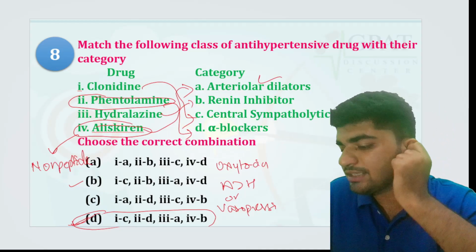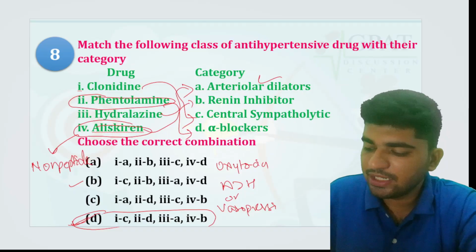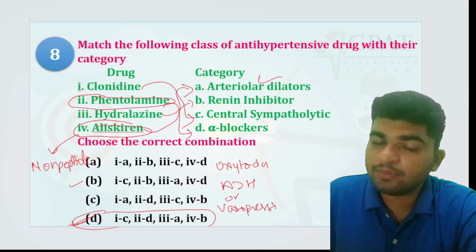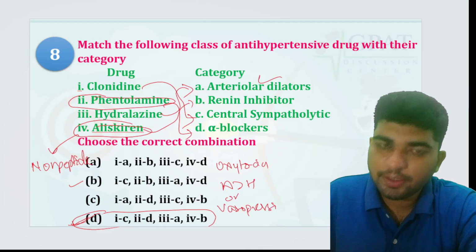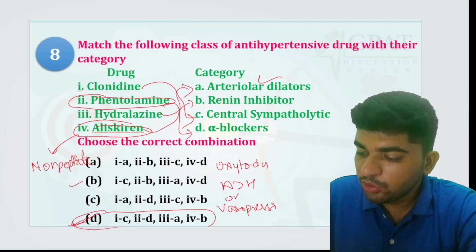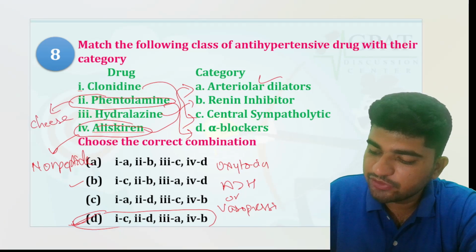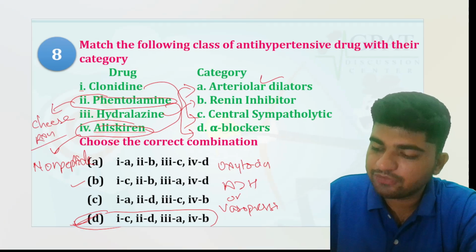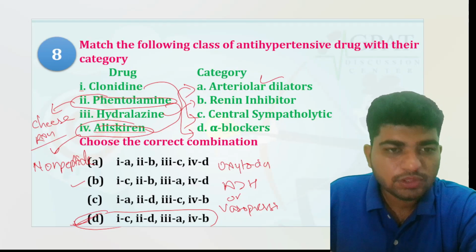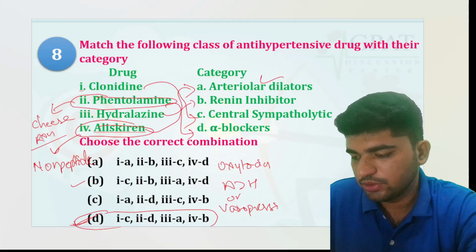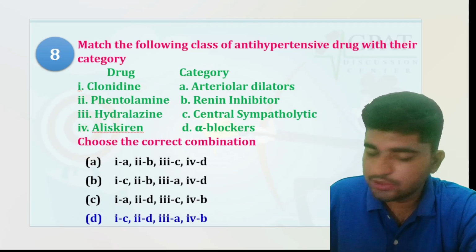Hydralazine, as we have discussed, is used in the emergency condition of hypertension in pregnancy. Phentolamine generally causes the cheese reaction. This is very important. It has an adverse effect of cheese reaction. So the correct option is D.